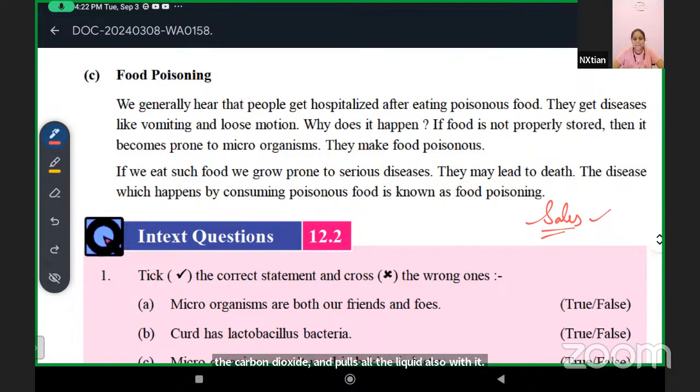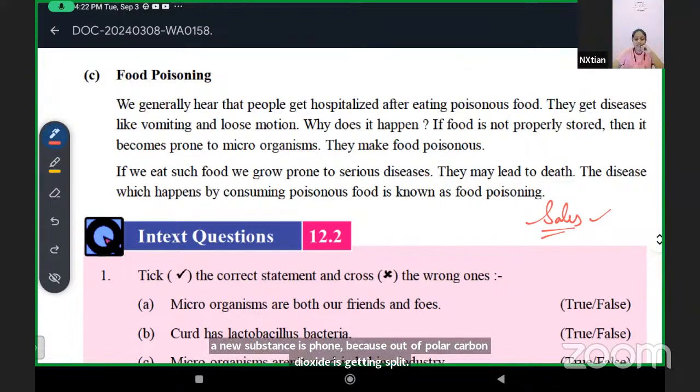Yeah, it's a physical reaction. It doesn't change its form. No, it's just a physical reaction, no chemical reaction. No new substance is formed. But a new substance is formed because out of Coca-Cola, carbon dioxide is getting split. No, there's already carbon dioxide inside it. That's what makes it fizzy.